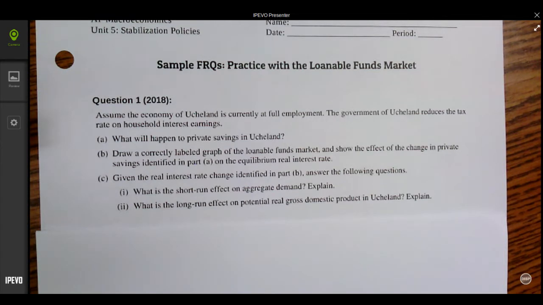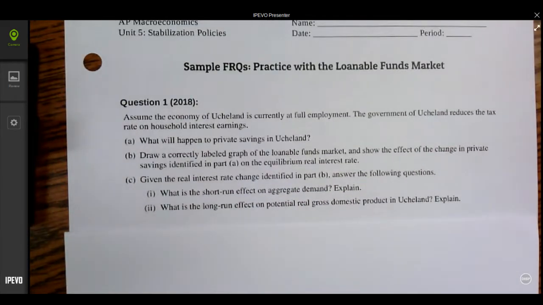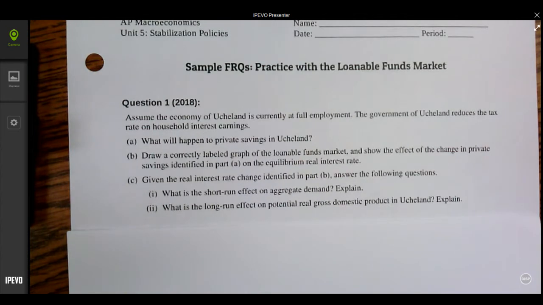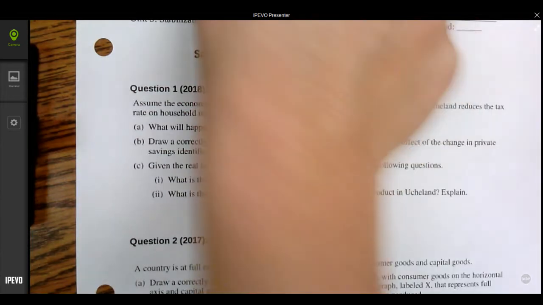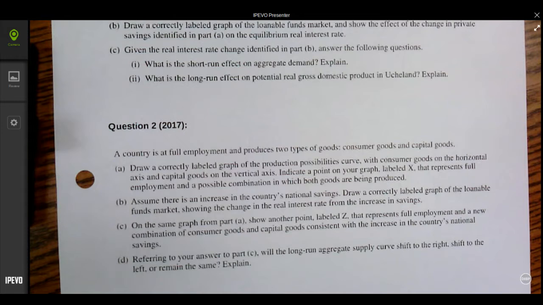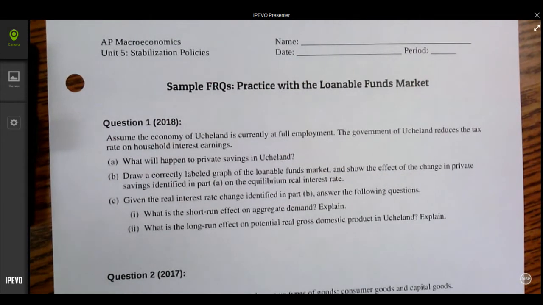Some more video FRQs. This is from the 2018 exam. I placed it on this handout, sample FRQs, practice with the loanable funds market. So just an interesting thread to talk to you guys about is that in 2018 and 2017, one of the short FRQs had the loanable funds market involved in it. So I think it's important that we focus on that and focus on the different elements of the loanable funds.